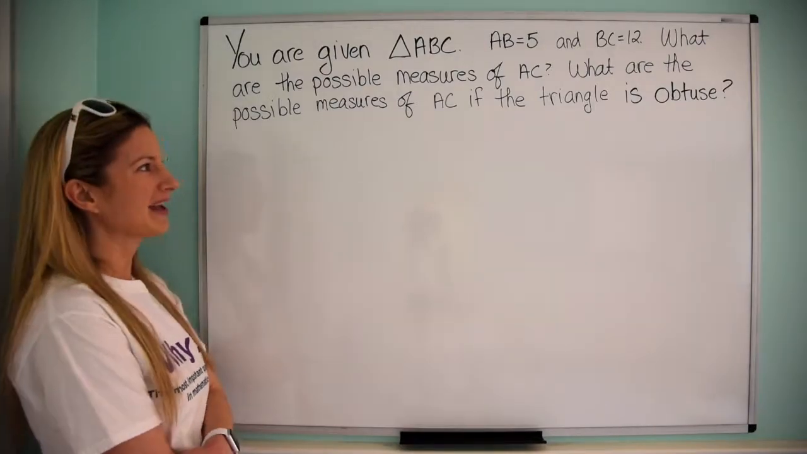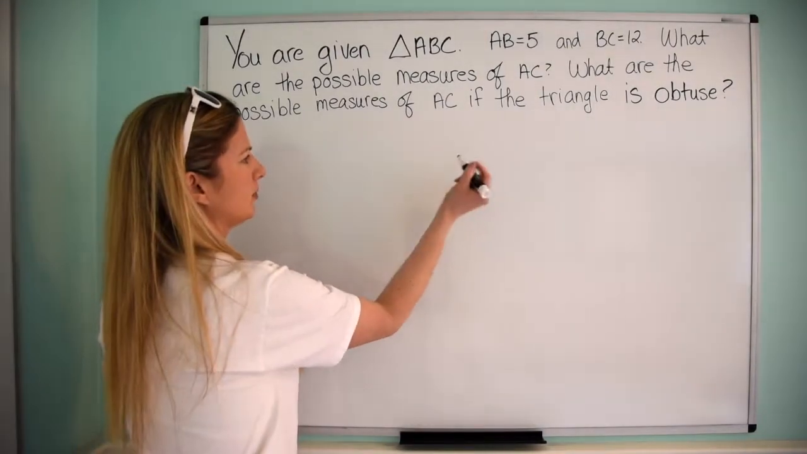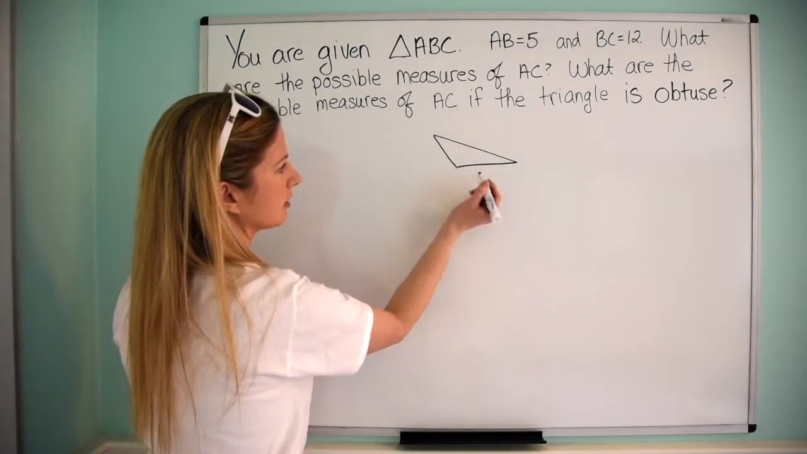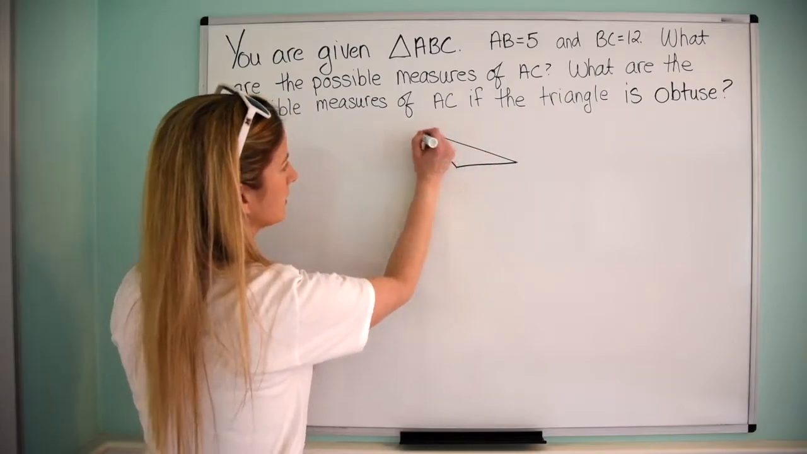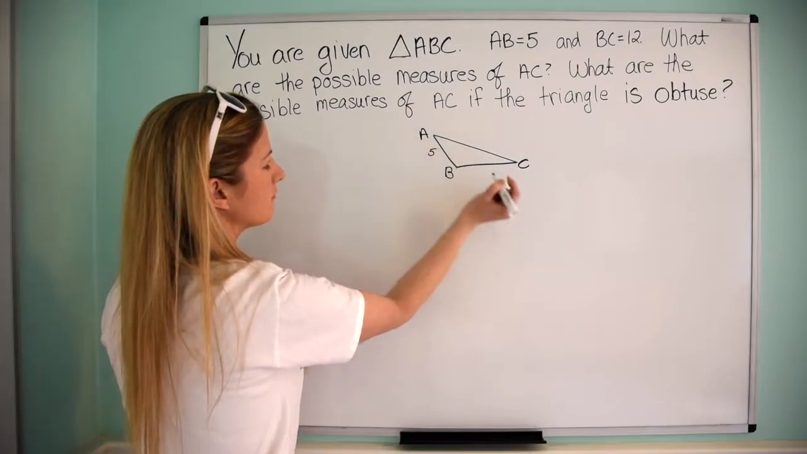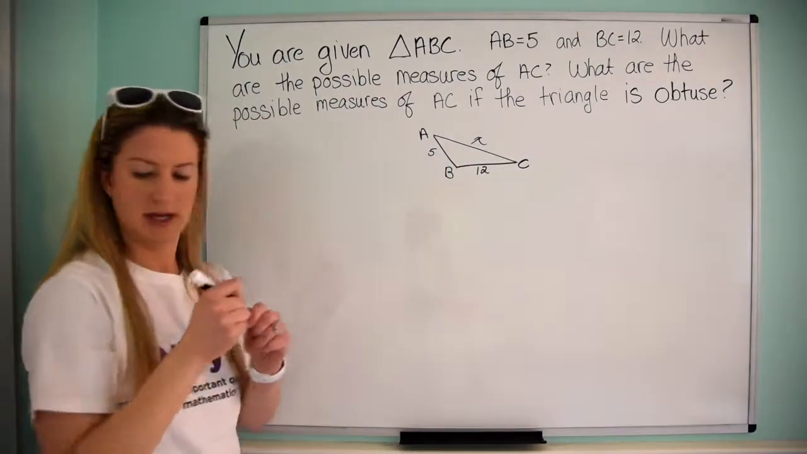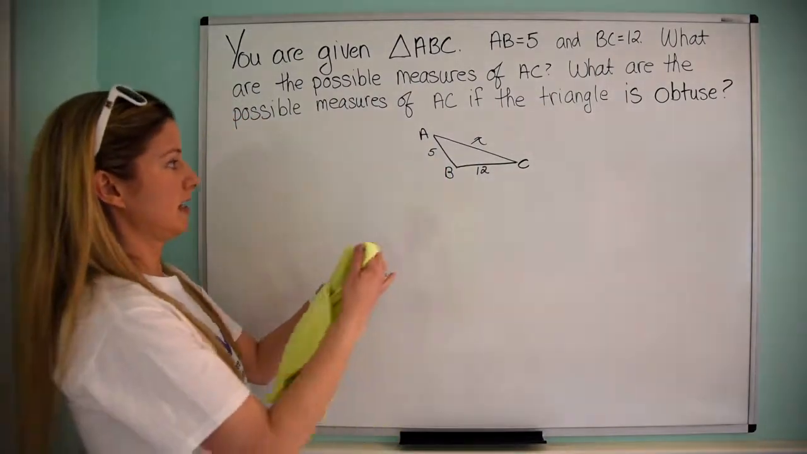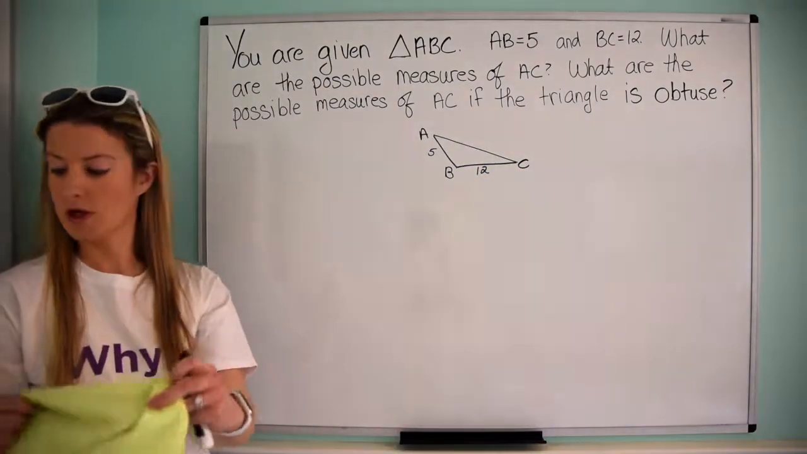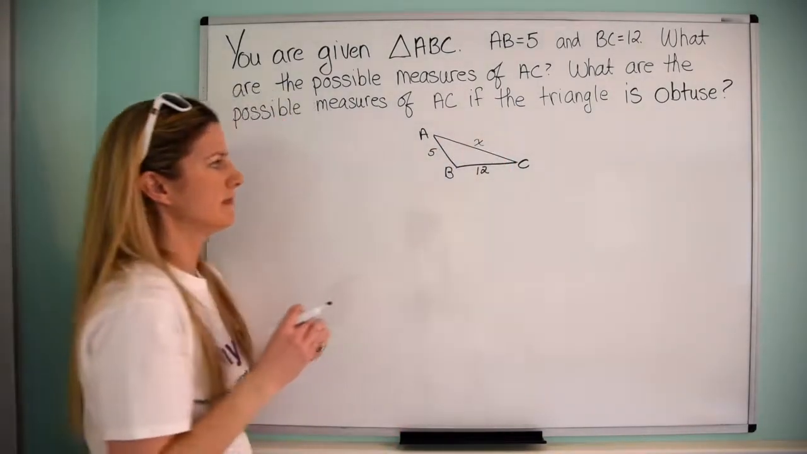All right, so now we're back. So let's think about this. First we might want to just draw a quick little picture. That'll help us visualize this. So I'm going to draw an obtuse triangle. Let's call this A, B, and C. AB is 5, BC is 12, and we'll call AC X. Obviously, this is not drawn to scale. I'm just going to use X for AC because it'll make it easier to do some math.